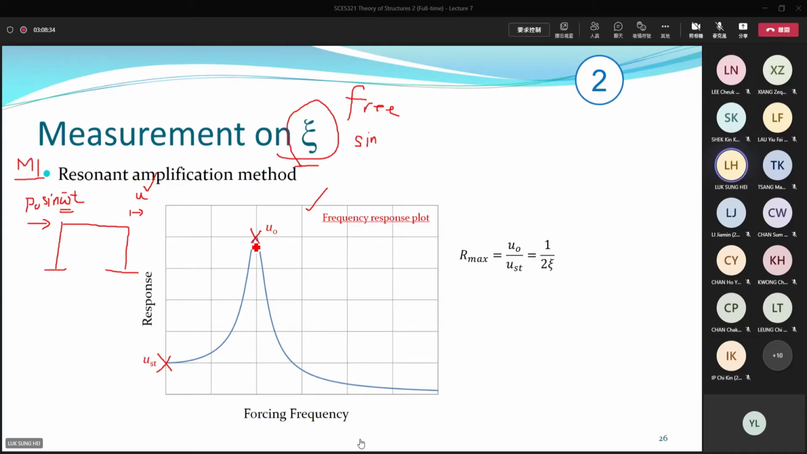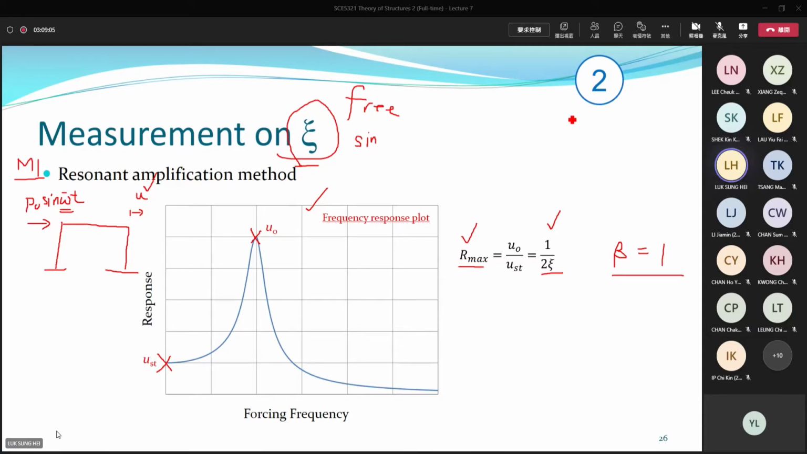According to our discussion, for harmonic vibration response at steady state, the dynamic magnification factor at resonance is equal to 1 over 2 times the damping ratio. This is the equation we discussed. At resonance, beta equals 1, so the dynamic amplification factor, RD, is equal to 1 over 2 times the damping ratio.